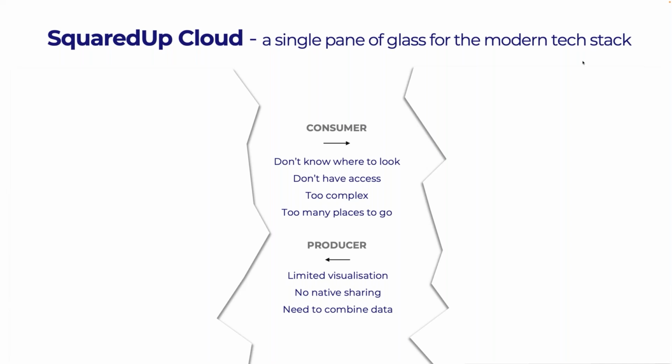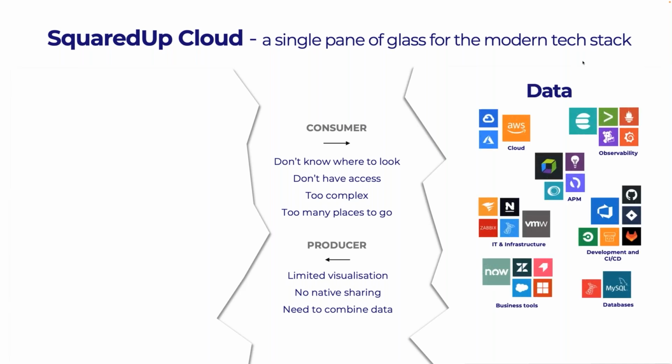So we've been building the next generation of our product, which is SquaredUp Cloud. SquaredUp Cloud is a single pane of glass in particular for the modern tech stack, for a world beyond data center monitoring. So it's your cloud hosting solutions, it's your observability solutions like Datadog, Prometheus, Grafana, your application performance monitoring, of course your IT infrastructure, everything from SolarWinds and VMware, and of course SCOM and SCOM MI. But also, as workloads are shifting, it's the development teams that need visibility in one place, and even the business is looking at visibility across the impact that their services are having on the business.